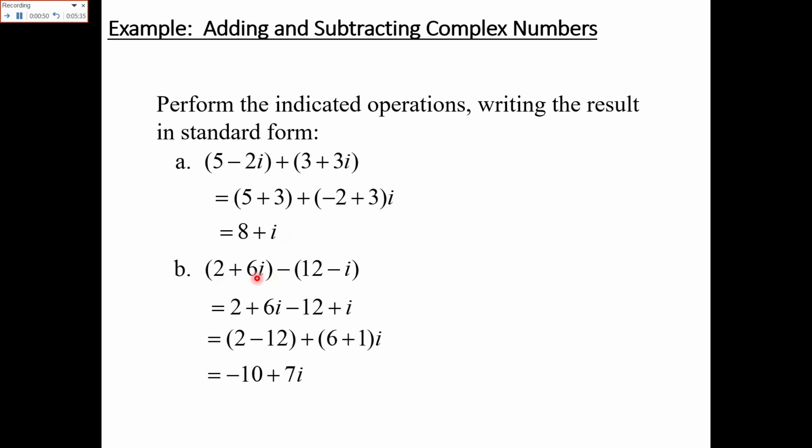And here are the numbers I have to subtract. So I will write 2 plus 6 iota. Here I will write now minus 12 minus minus, which becomes plus iota. Now I will add real with real and iota with iota. So 2 minus 12 becomes minus 10. This is the real part, and for the imaginary part, 6 plus 1, that is 7 iota. So that is how you perform the operation of addition and subtraction.